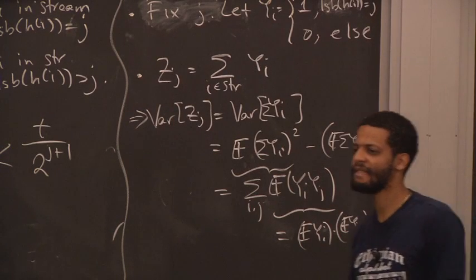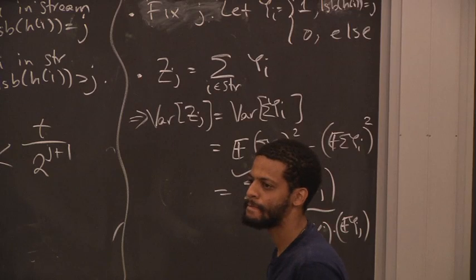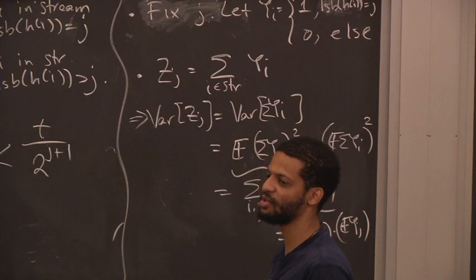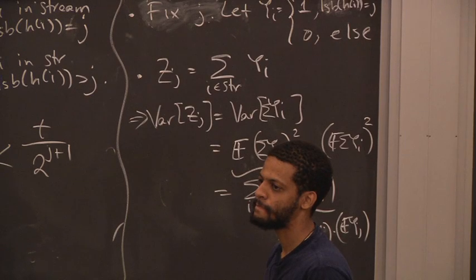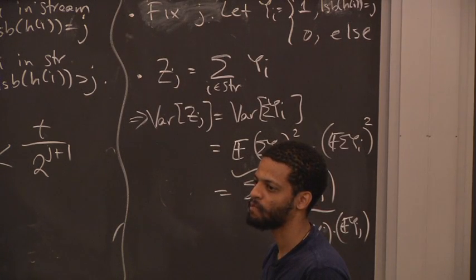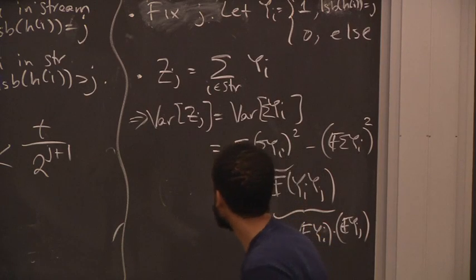Oh, sorry, say it again? The yi is some function of h applied to the I input, right? To the integer I in the stream. So if the same integer comes up twice, like once at I1 and once at I2, with I1 equal I2, why is yi1 equal to yi2 always?